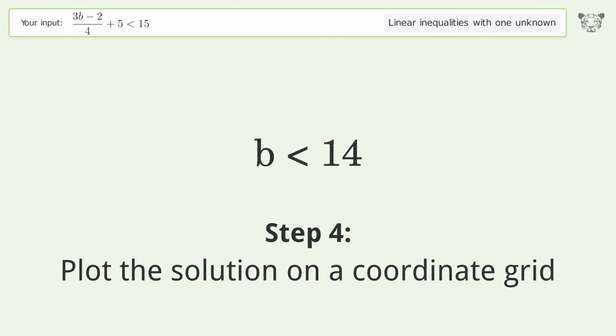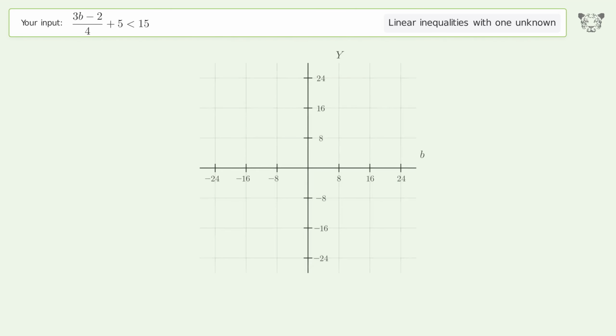Plot the solution on a coordinate grid. And so the final result is b smaller than 14.